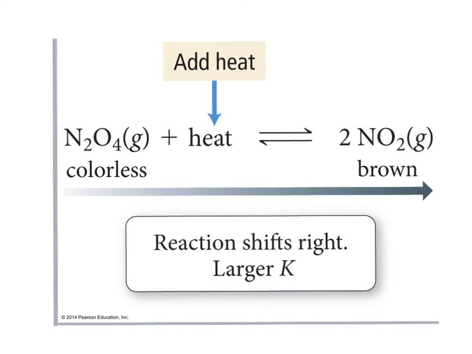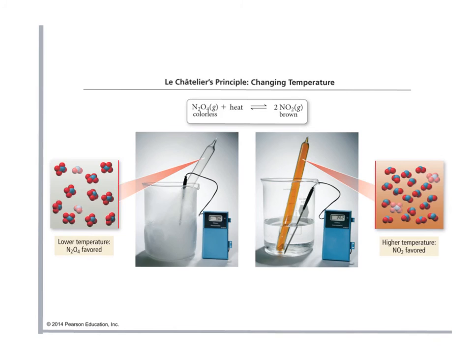So if this is an endothermic reaction requiring heat, then the more heat we add to the reactant side, the more we shift the equilibrium to the product. So this is just a picture of that experiment, and on the left side, reducing the heat, you get more N2O4. On the right-hand side, you get more of the brown NO2.